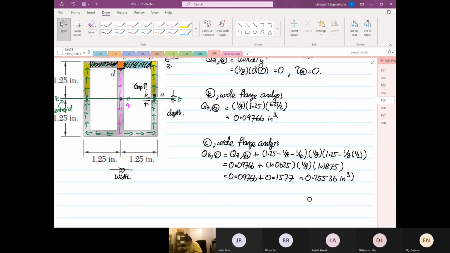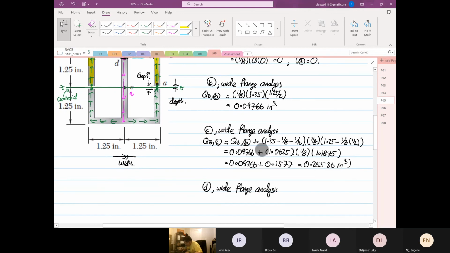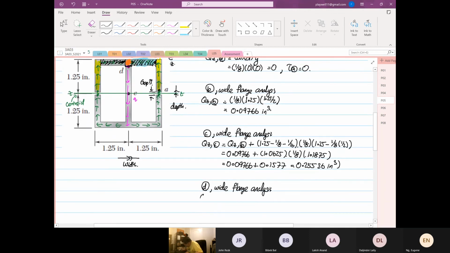So at point D, again it is a wide flange analysis, right? So the QZ at point D is equal to twice the QZ at point C plus the small orange that I circle, right?